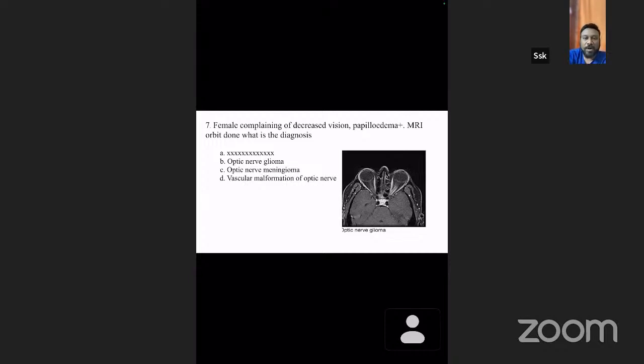Here, what we can see is the left optic nerve, and you can see the optic nerve is showing some enhancement with the contrast. So this is classically any lesion that arises from the optic nerve. The optic nerve is nothing but a continuation of the white matter tract. So it is going to be an optic nerve glioma, which usually arises from this location. It is an optic nerve glioma, not an optic nerve meningioma.